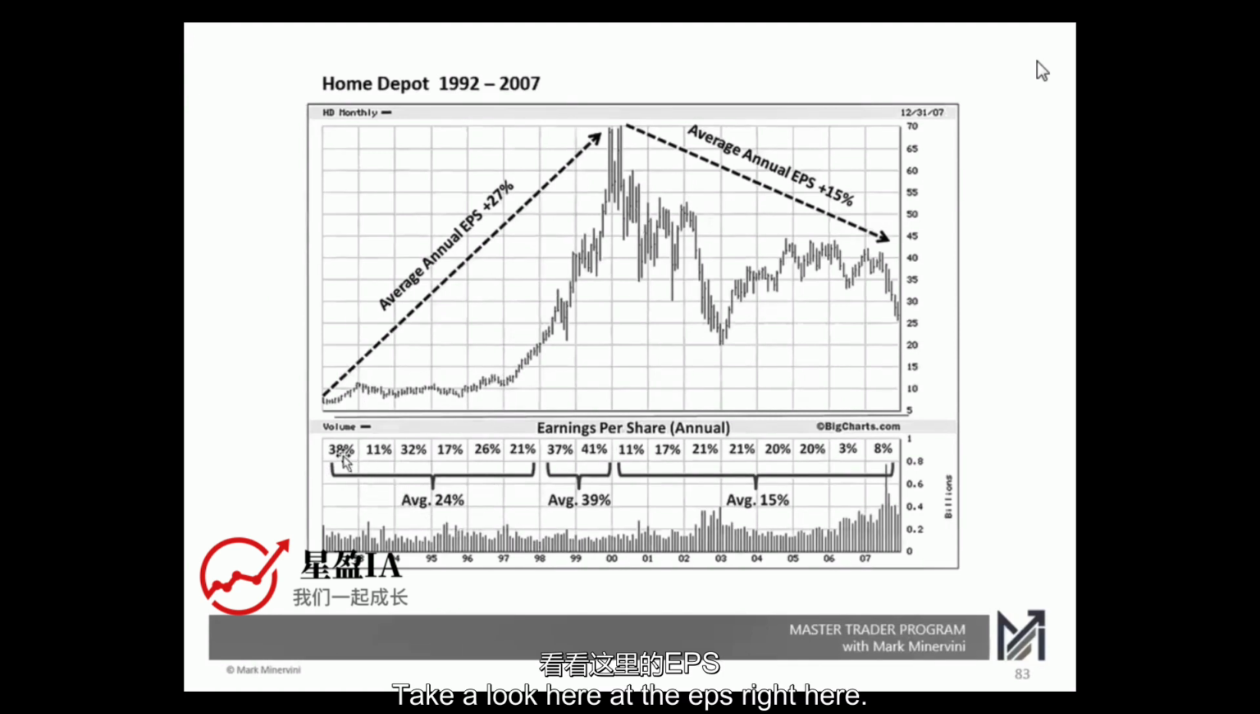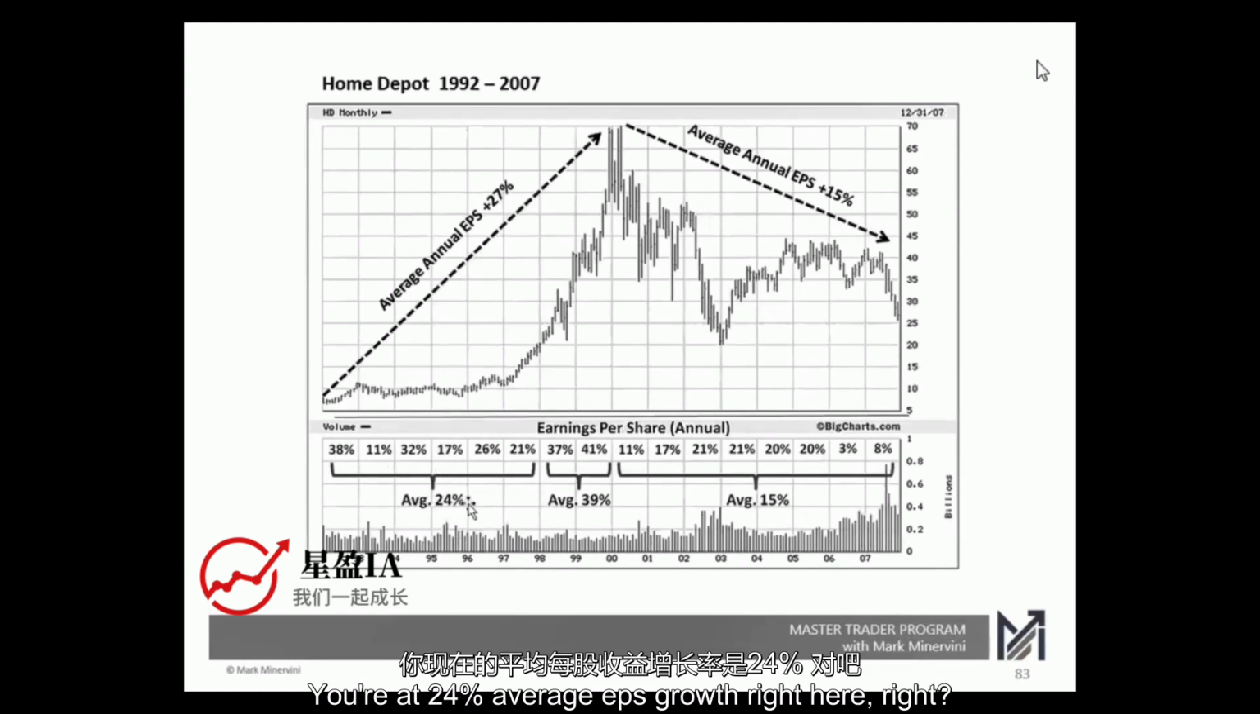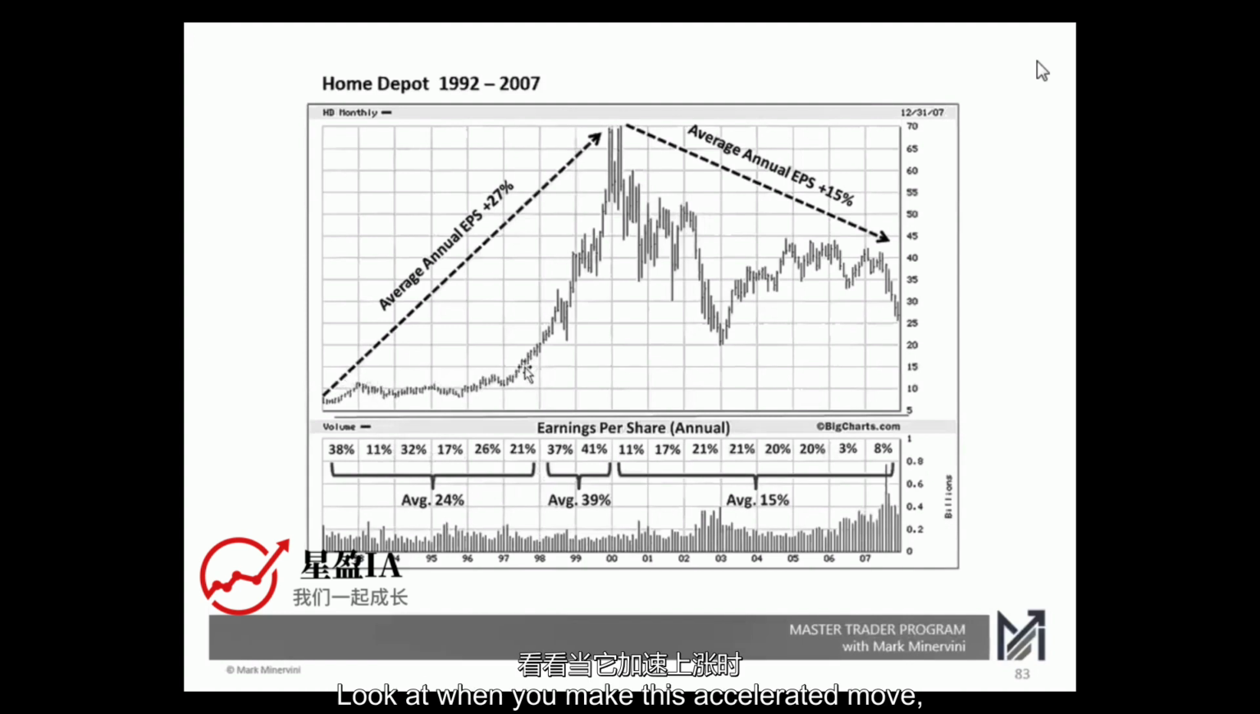Take a look here at the EPS right here. You're at 24% average EPS growth right here, right? Look at when you make this accelerated move. You see how the earnings accelerate? 37, 41. Now your average EPS is 39% for those 2 years. We're looking at annuals now, by the way, not quarterlies. So through this whole move right here, your average annual EPS are up 27%.